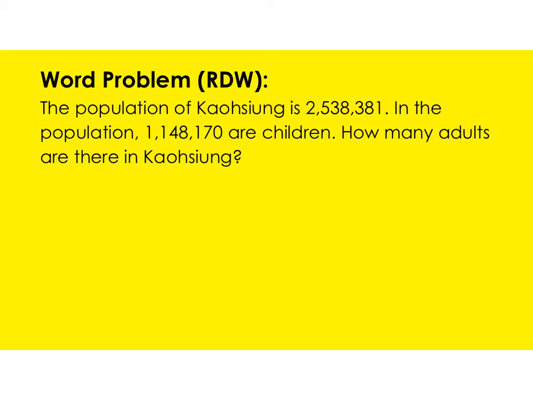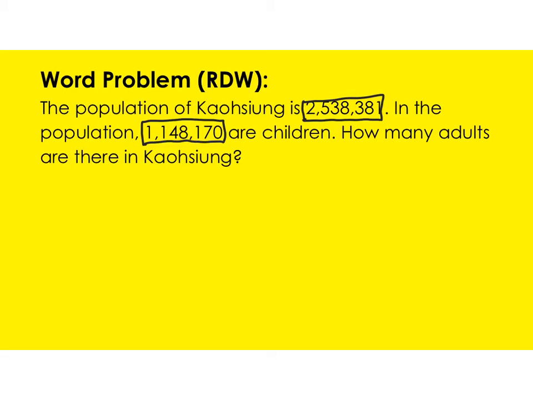So let's read this problem. The population of Kaohsiung is 2,538,381. In this population, 1,148,170 are children. So we want to know how many adults are there in Kaohsiung. So let's think about that. So this is the total population, and inside of that population, that's how many children there are. So we want to find the difference between the two because that would tell us how many adults there are.